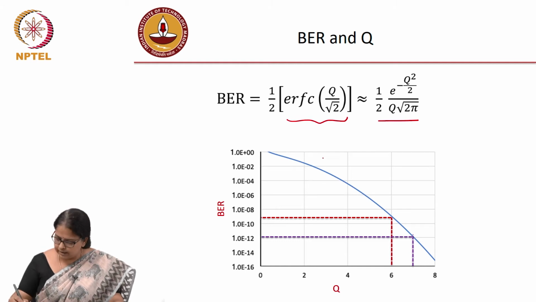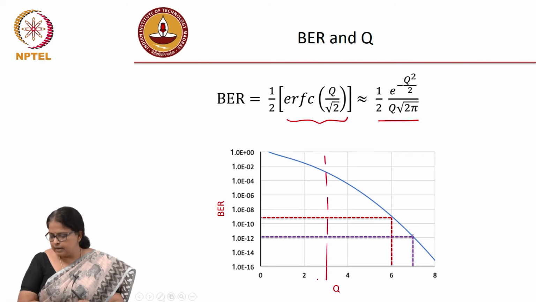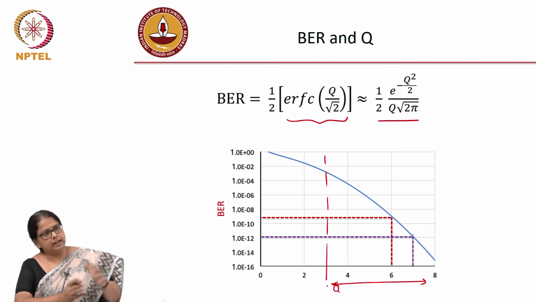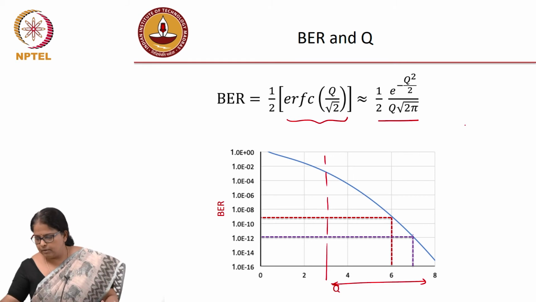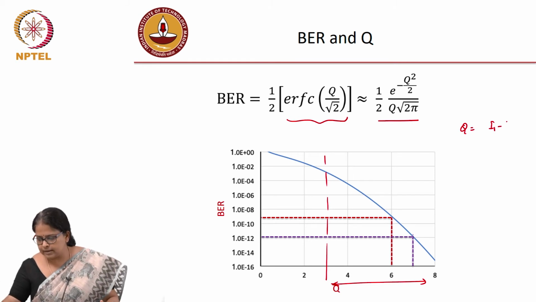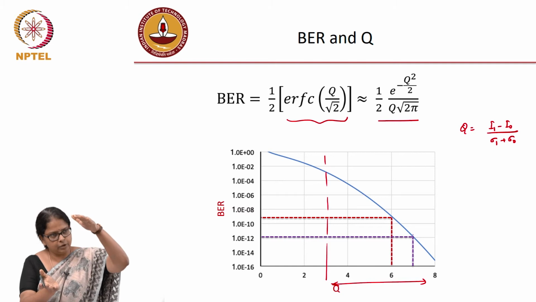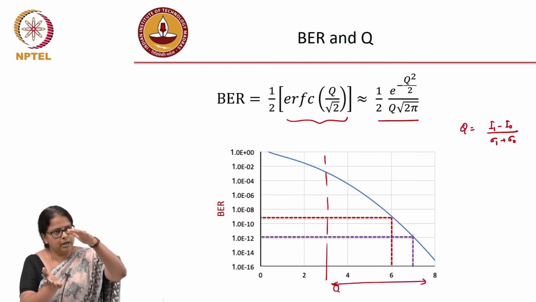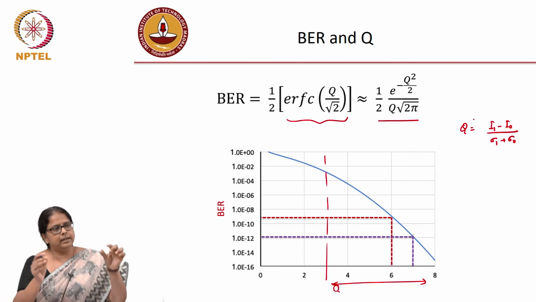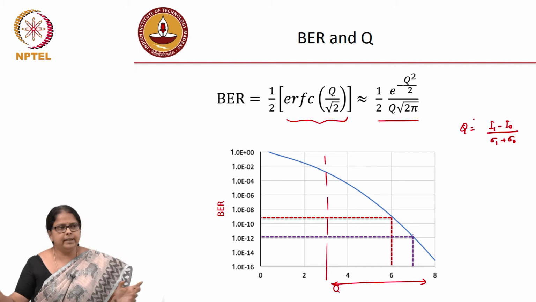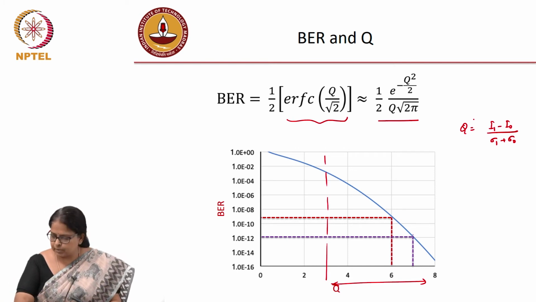So this curve is accurate for this range of Qs, right? And as your quality factor increases, now you can understand Q is I1 minus I0 divided by sigma 1 plus sigma 0. So larger quality factor would mean that I1 is well separated from I0, so you are able to distinguish between the high and the low. And larger Q would also mean that the noise in sigma 1 and sigma 0 is going to be low, right? So both are indicating good quality of your transmission.